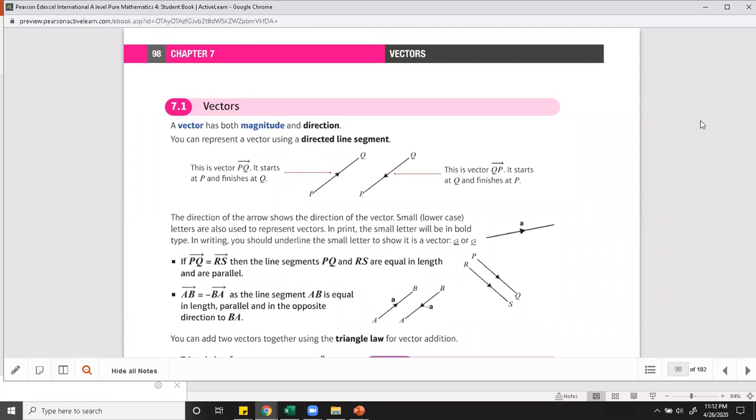Okay, so chapter 7, Pure 4, vectors. I have uploaded quite a few resources, some PowerPoints, which are basically just revision of GCSE or IGCSE. But I think you might find them useful to refresh your memory, and you might also like to try some of the questions.